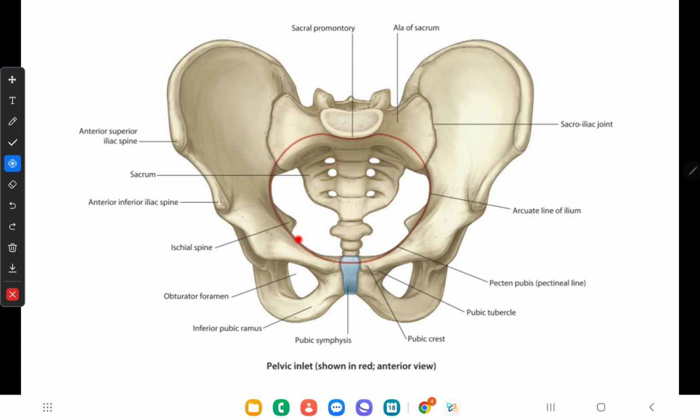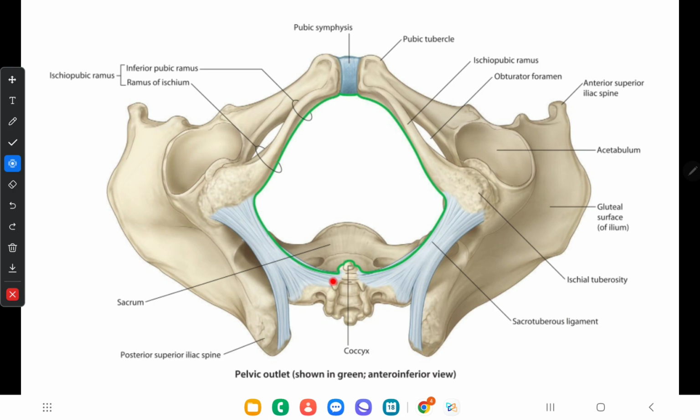Here, this is the pelvic inlet. You can see this red line is the pelvic inlet. It is formed by the arcuate lines of the two hip bones, the pectineal lines, the pubic crest and the sacral promontory. From posterior to anterior: sacral promontory, ala of the sacrum, arcuate line, pectineal line and pubic crest.